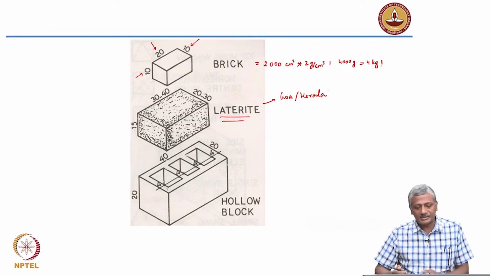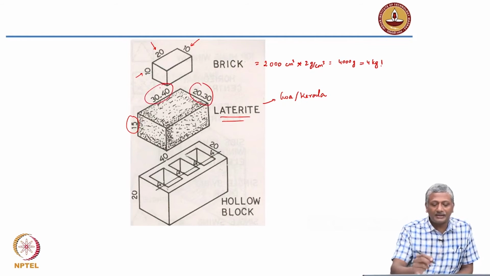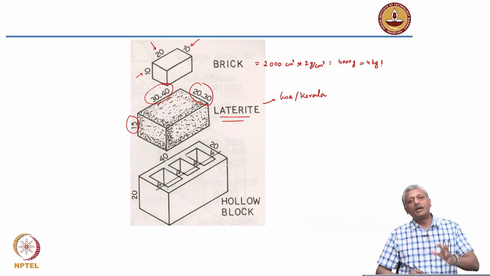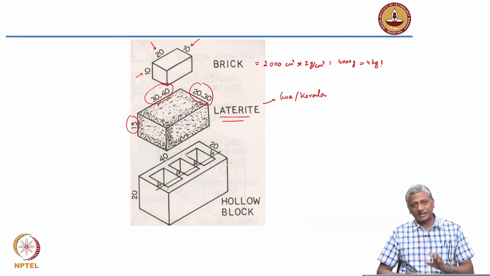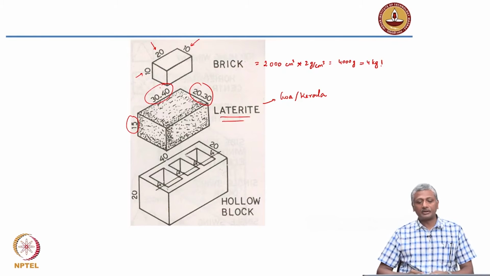The typical block size is nearly double of the brick. You have 15 centimeters thickness, width is about 20 to 30 centimeters and the length is about 30 to 40 centimeters. So, approximately double the size of a brick, not exactly double, but each dimension is nearly double that of a brick. Most stone blocks would be in this kind of a size.